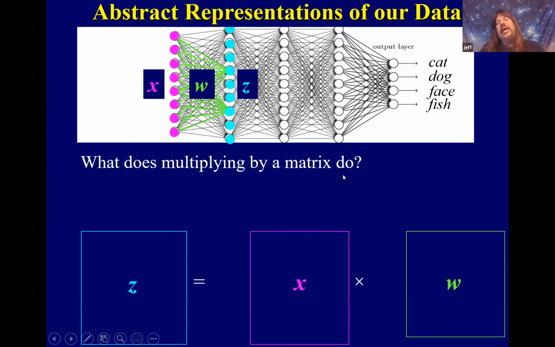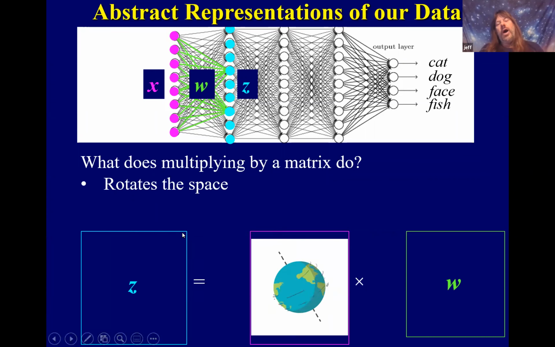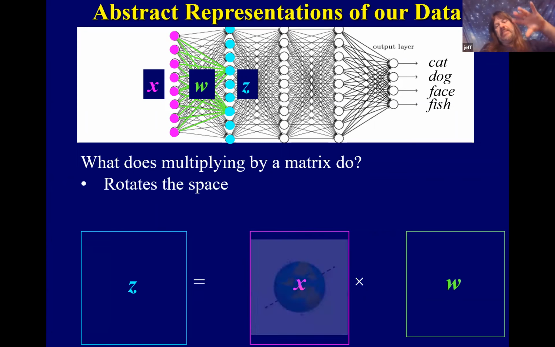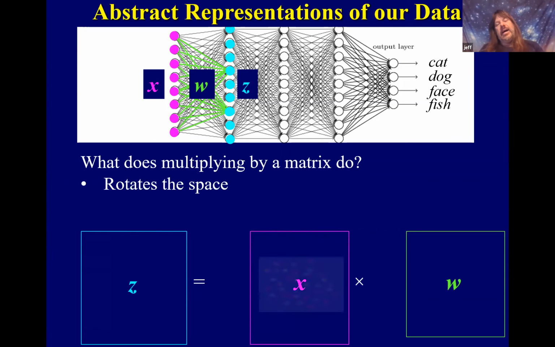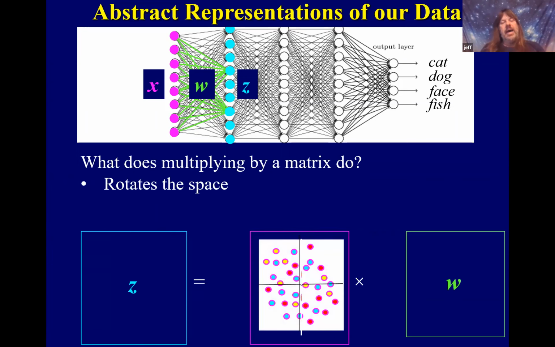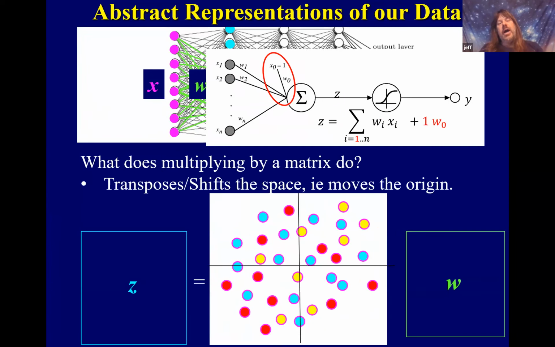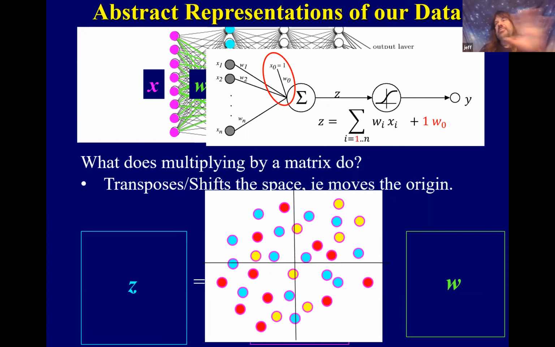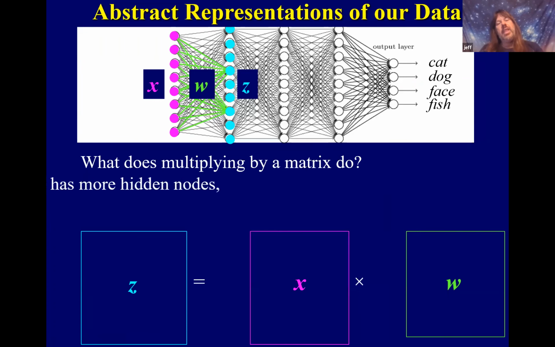So it's good to know what multiplying by a matrix does to your data, all right? You might remember that matrices can rotate your vector space in various ways. And so it can do all of that. It can also stretch it in various ways. And since we are adding on this extra weight here, it can also shift it left and right in various ways.